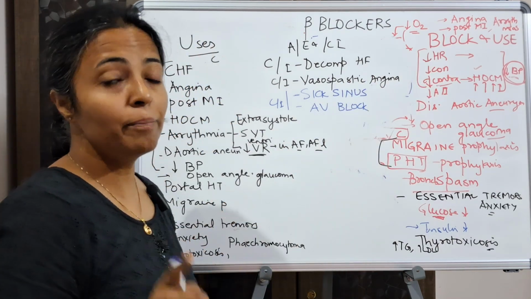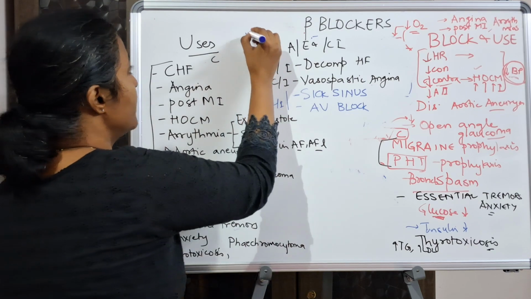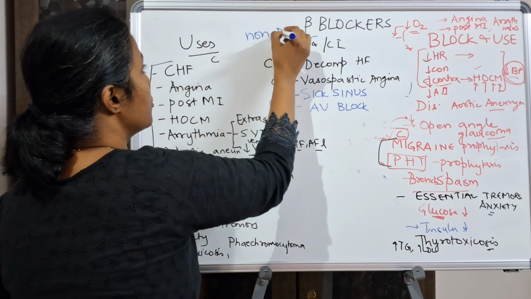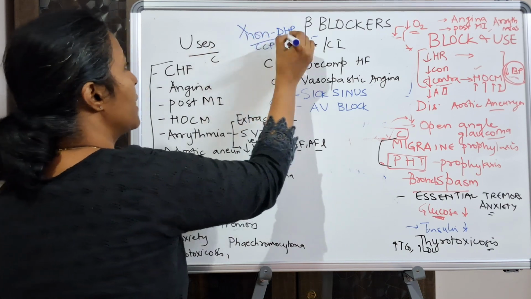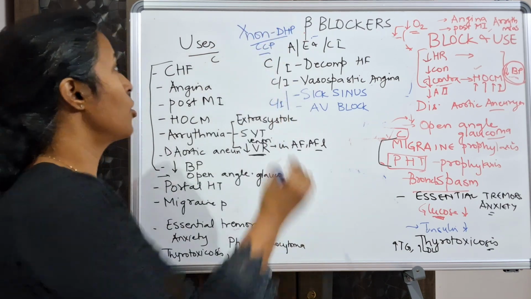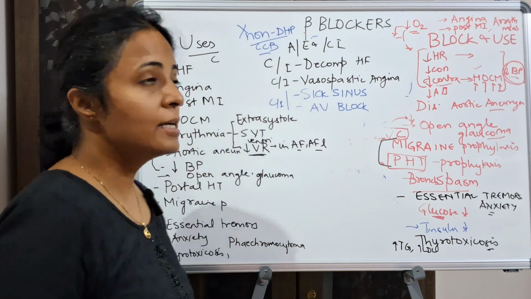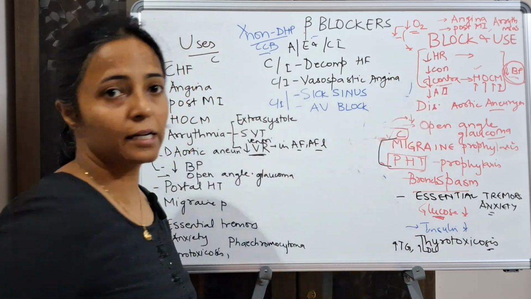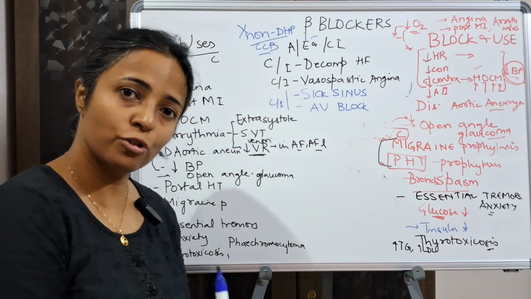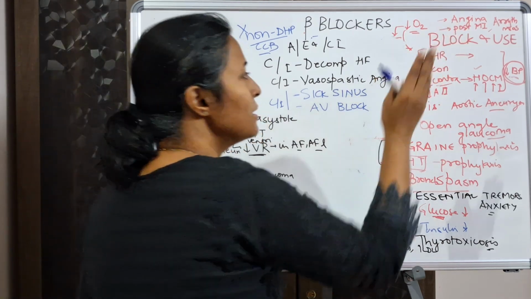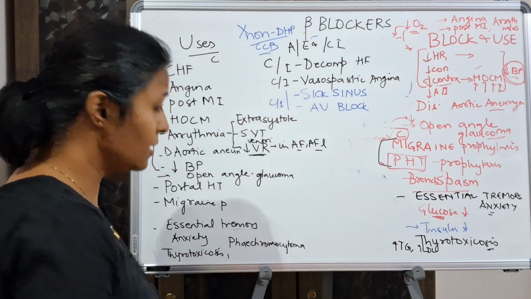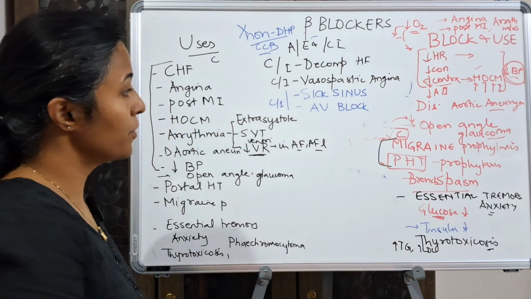Then they should not be clubbed with non-DHP calcium channel blocker. Don't give along with that, because these non-DHP calcium channel blockers also act on the heart. They decrease the heart rate, they decrease the conductivity. So we don't want their actions to combine. Both are acting by the same way. So ultimately it will lead to too much decrease in heart rate and too much decrease in conductivity. That we don't want, right?